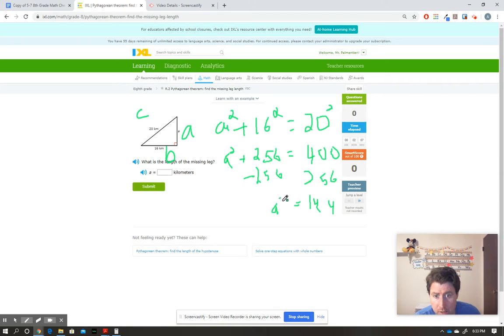So then you have A squared right here. You're going to take the square root of both sides. Okay, now all the problems are going to be like this. This becomes A, and this becomes 12. All right, so that's a nice thing about this IXL. You're just practicing how to find the leg. That's it. So the leg is 12.